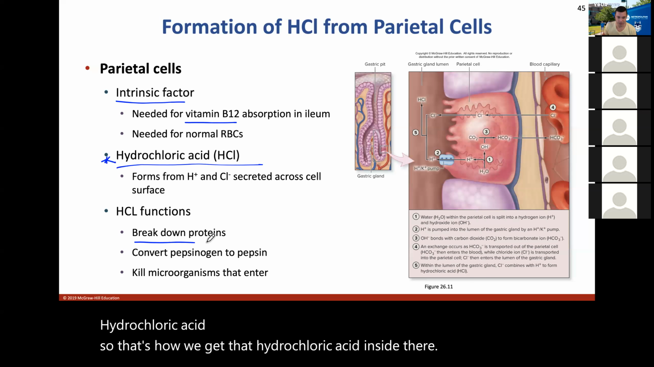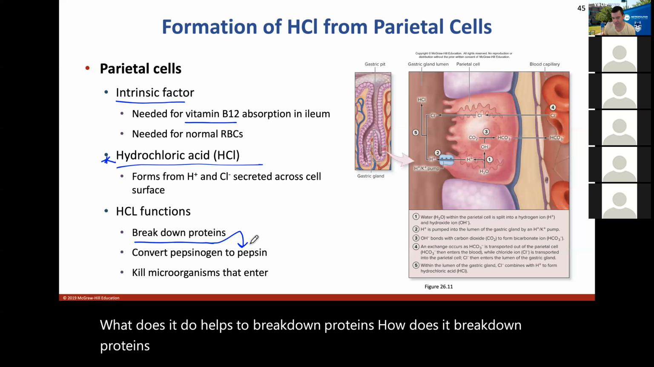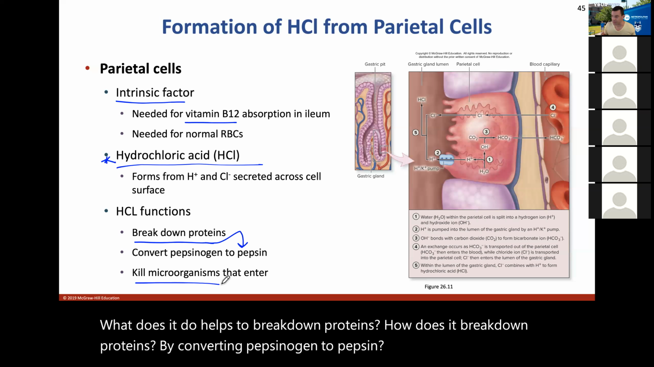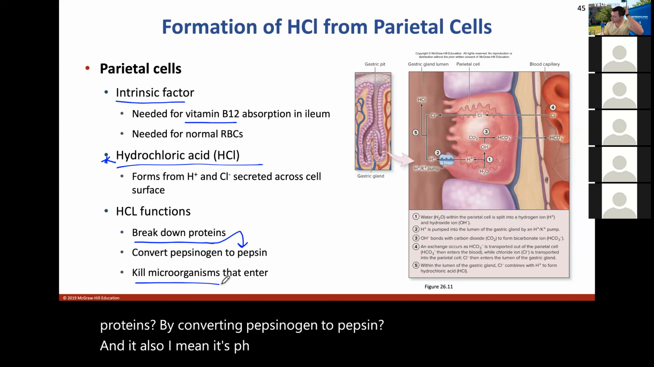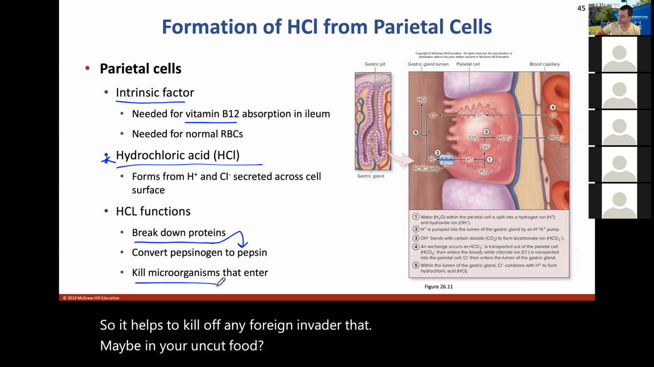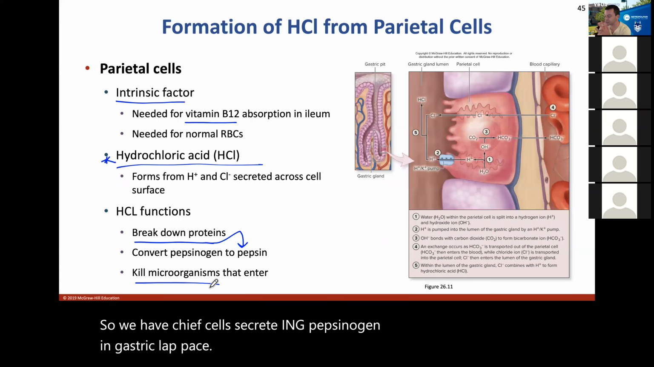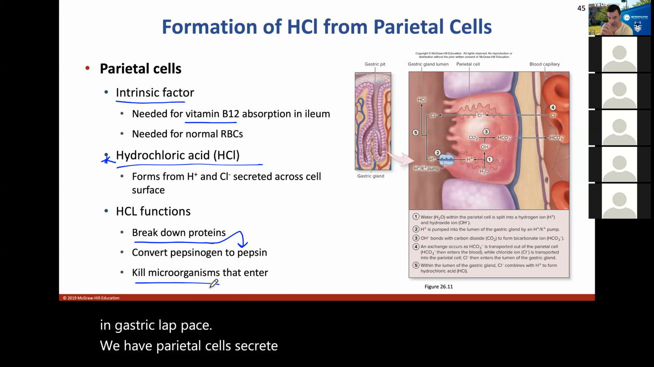What does it do? It helps to break down proteins. How does it break down proteins? By converting pepsinogen to pepsin. And it also, I mean, it's a pH of 2, so it helps to kill off any foreign invader that may be in your uncooked food. So we have chief cells secreting pepsinogen and gastric lipase. We have parietal cells secreting hydrochloric acid and intrinsic factor.